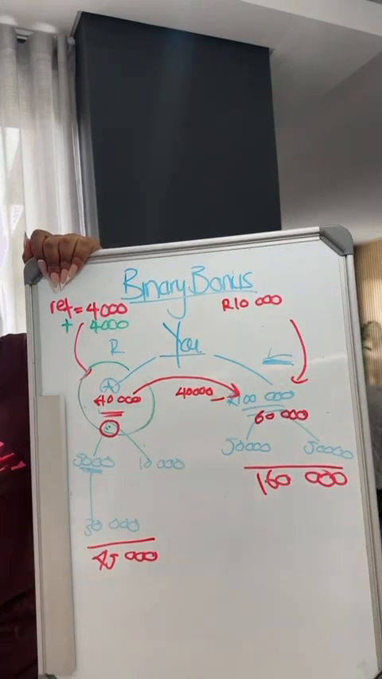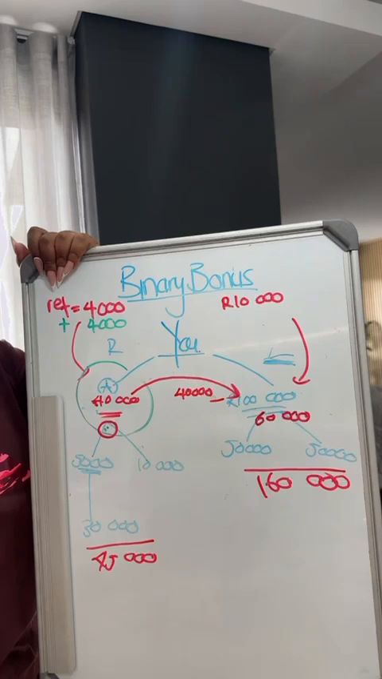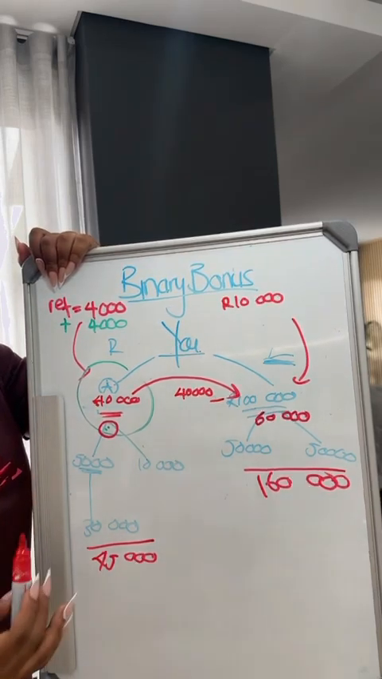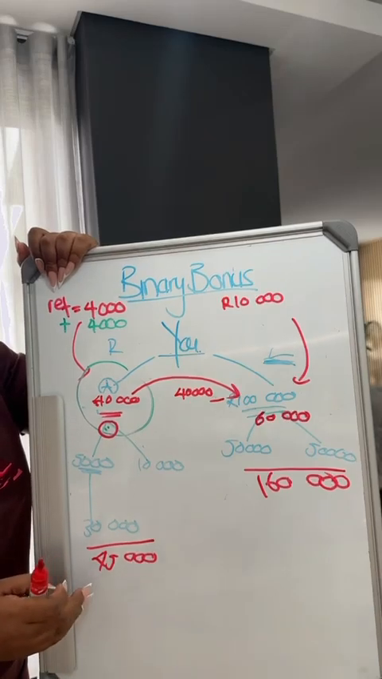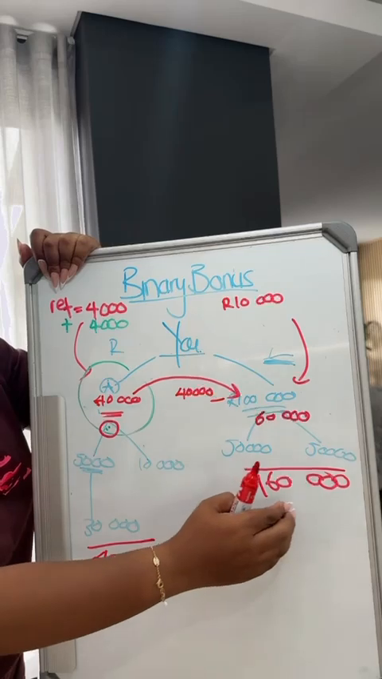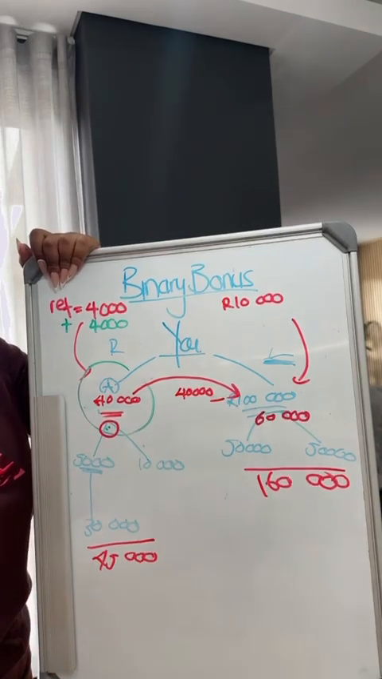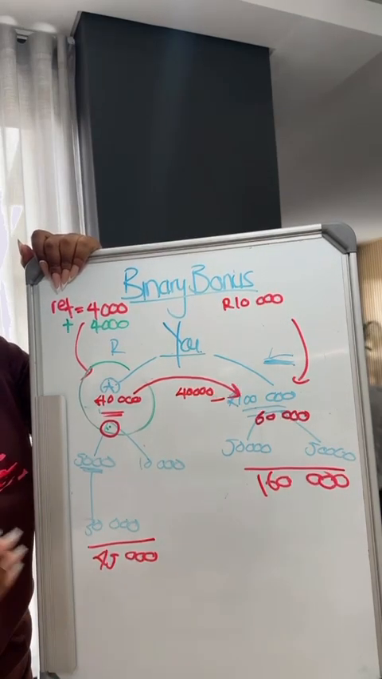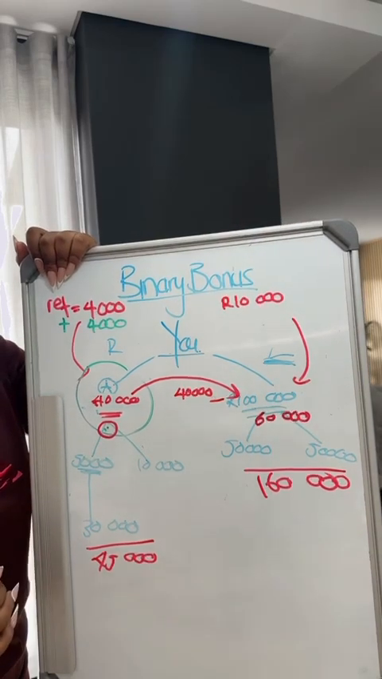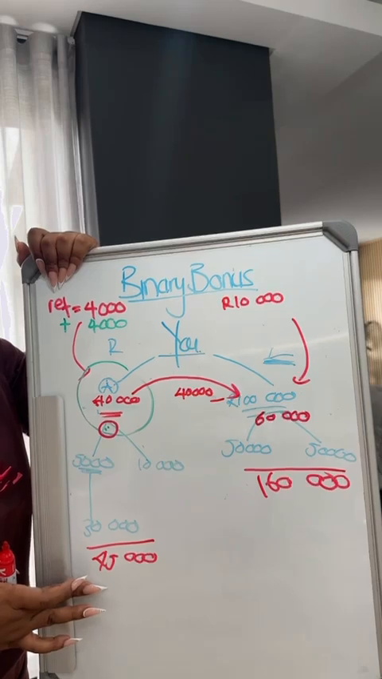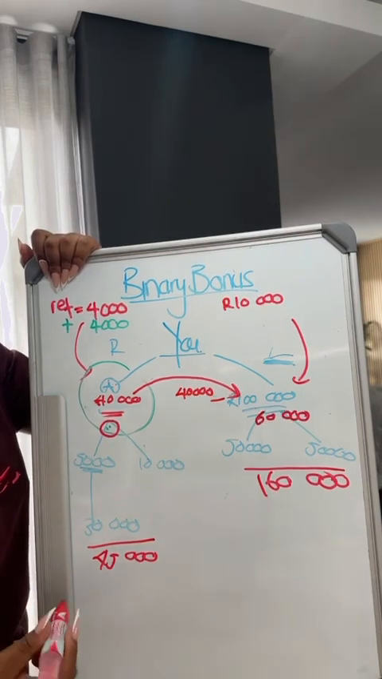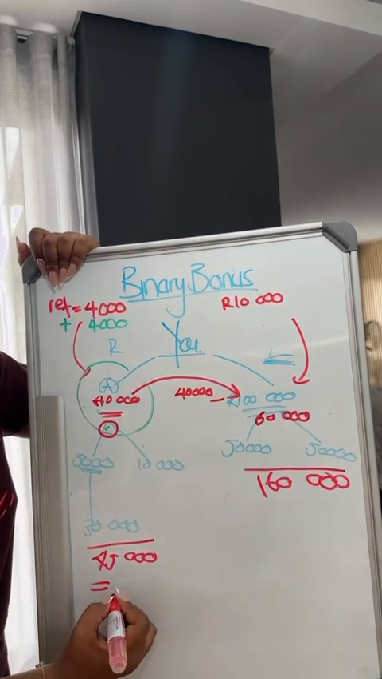So the new binary points for the week, in order for the company to determine how much they are paying you, they look at the side that has contributed the least amount of points, which is the right hand side, sorry. Because the left is still strong, it has 160,000 points. So they look at the side that contributed the least amount of points, which will be the right. And then 10% for the new week of 45,000 will be 4,500, which now will be your binary for the week.